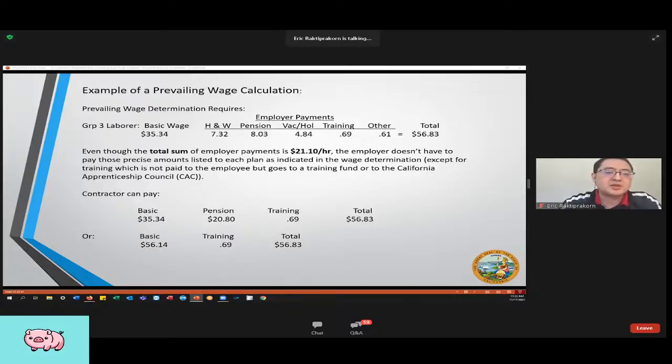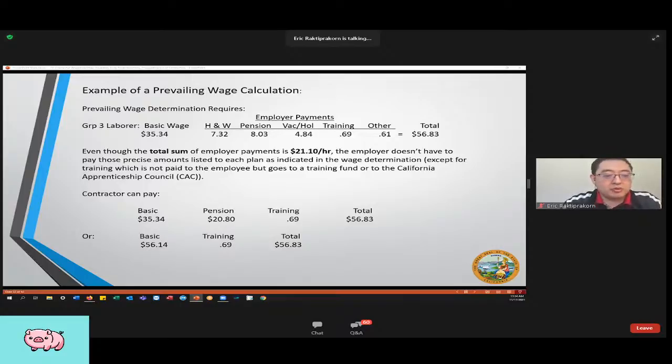When it comes to the actual distributions, we have a couple of examples at the bottom. So the first distribution that we see here, this contract is paying 35.34 directly to the worker. And as for fringe benefits, they're paying it all into pension, which is fine. And training fund is going to a third party, but notice that the total rate of 56.83, that's the same.